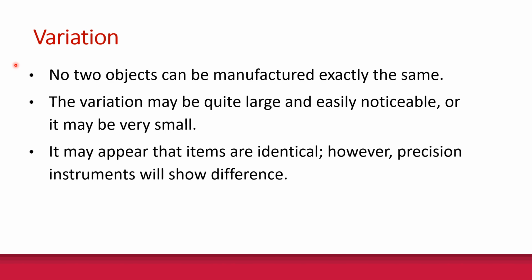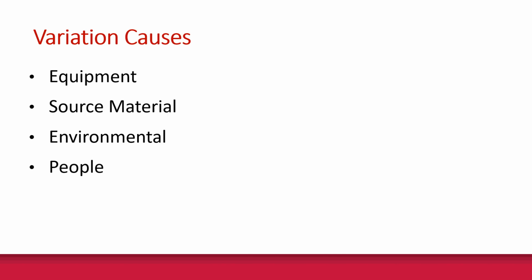variation. And variation is normal, it's natural. Every process has variation. The variation can be quite large and noticeable, or it can be very small. Even though all atoms may appear to be identical, with enough precision instruments, you can tell the difference. So here again, what we're trying to determine is the difference between natural variation and variation due to assignable causes.